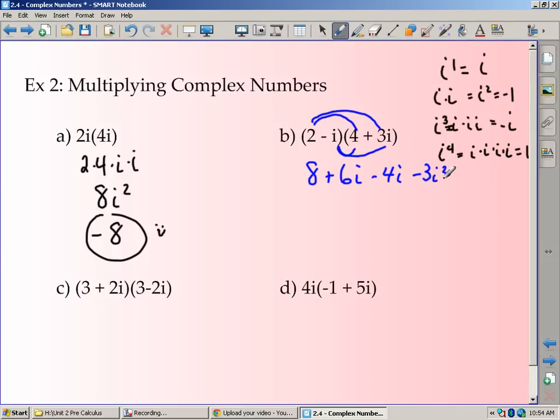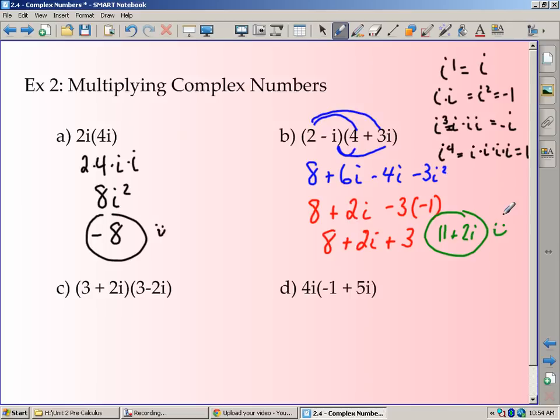And so now I'm going to combine like terms as best I can. I've got 8, and then 6i minus 4i is 2i, and then down here I've got negative 3 times i squared, which happens to be negative 1. So I'm going to rewrite the i squared as negative 1. Multiplying them together, it looks like I get a positive 3. So that positive 3 will get added to the 8. Because it turns into a positive, 8 plus 3 is 11. So my final answer for this one is 11 plus 2i. That's what I'm looking for as my solution on that one.